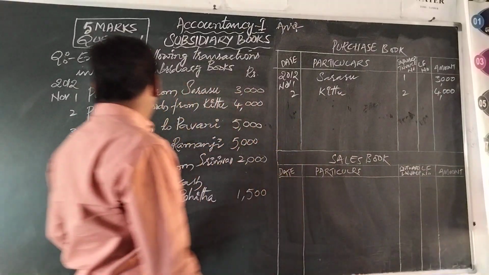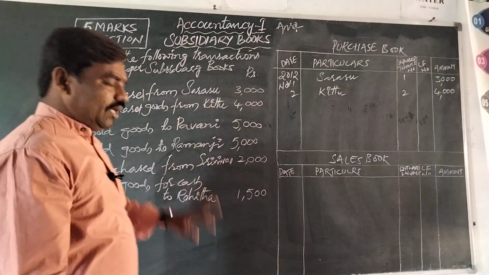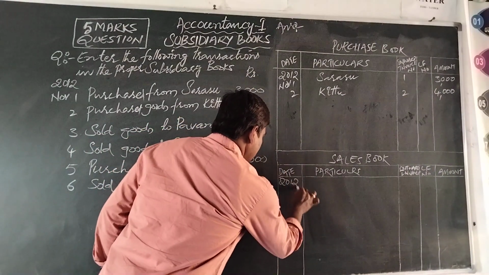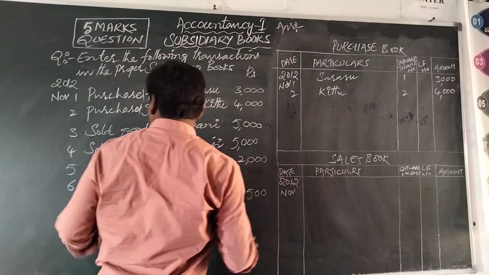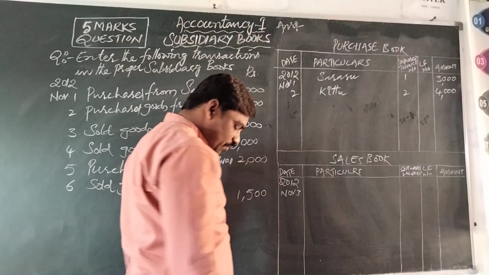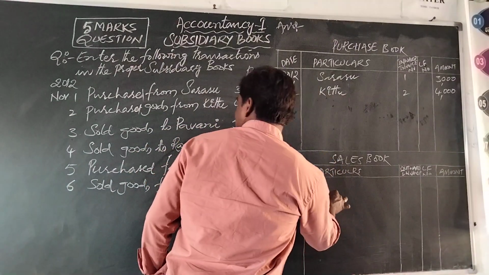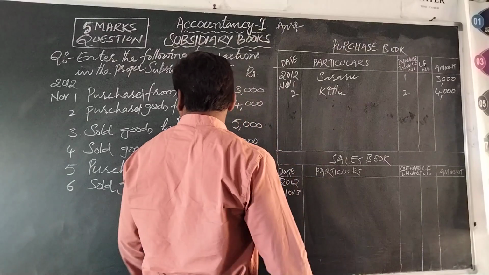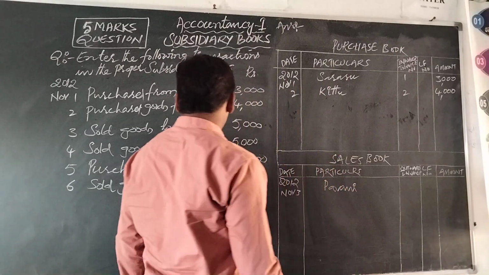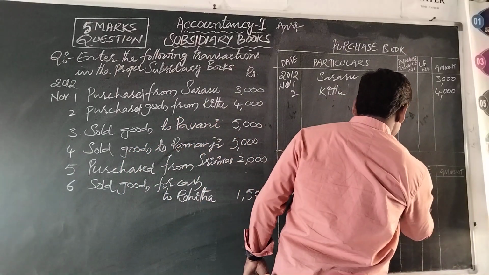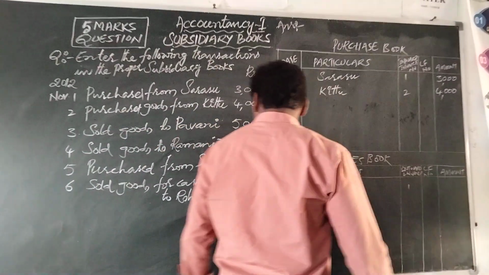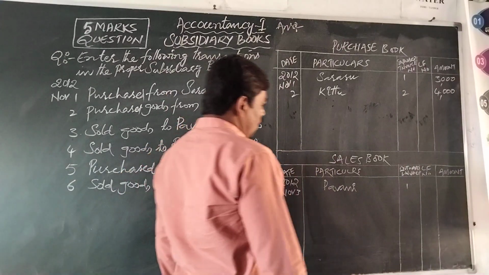Okay, and here the assumed invoice number is 2, and the amount of the transaction is rupees 4,000. And come to the next one, sold goods to Pavani. It is a credit transaction, so it comes in the sales book. So here first you write the date, November 3rd, to whom we sold, Pavani. Here you write only the name of the person to whom we sold the goods, Pavani. And the outward invoice number, here just imagine or assume a number, that is 1, and the amount of rupees 5,000.